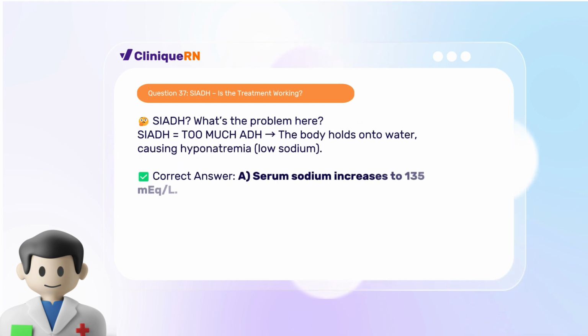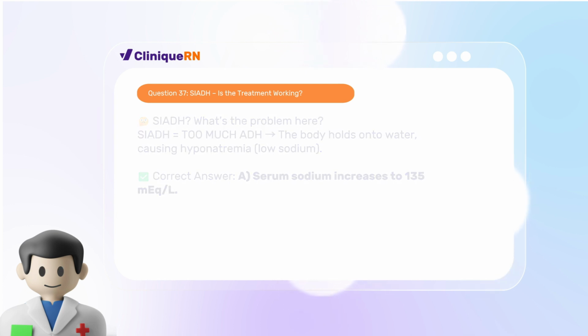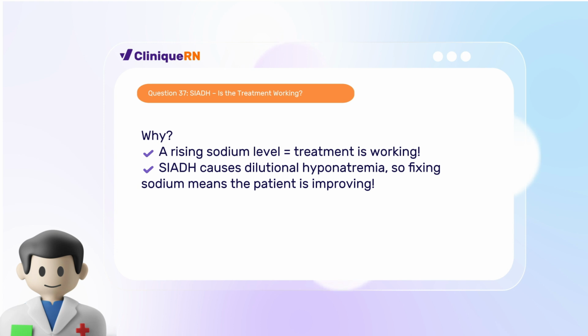SIADH, what's the problem here? SIADH equals too much ADH. The body holds onto water, causing hyponatremia, low sodium. Correct answer: A. Serum sodium increases to 135 milliequivalents per litre. Why? A rising sodium level shows treatment is working. SIADH causes dilutional hyponatremia, so fixing sodium means the patient is improving.